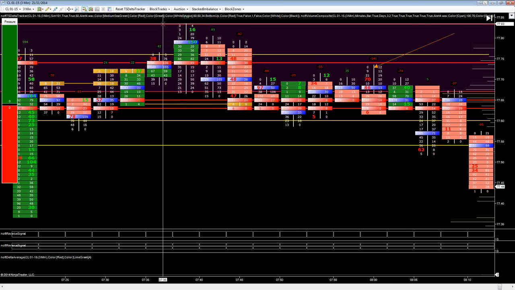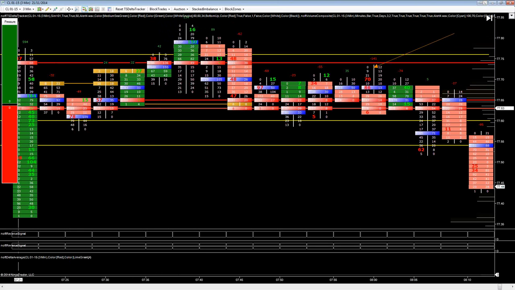I got in because of the red line. You're right, Skip. I'll actually remove this, and I'll go to an actual structure chart, like a bar chart, and I'll show you why.